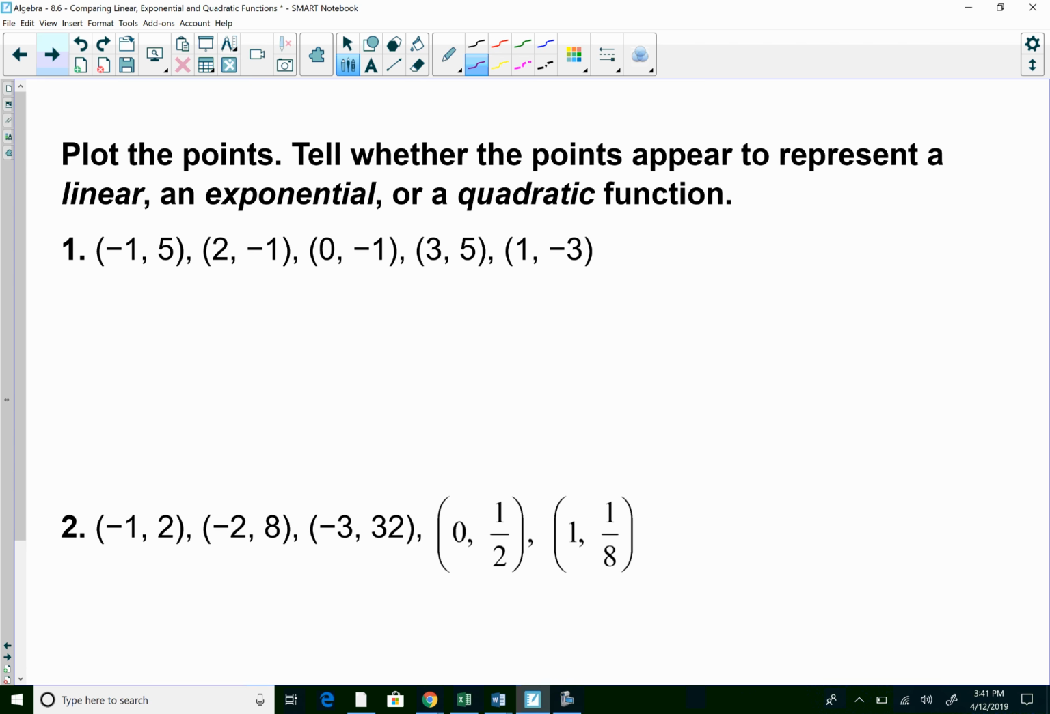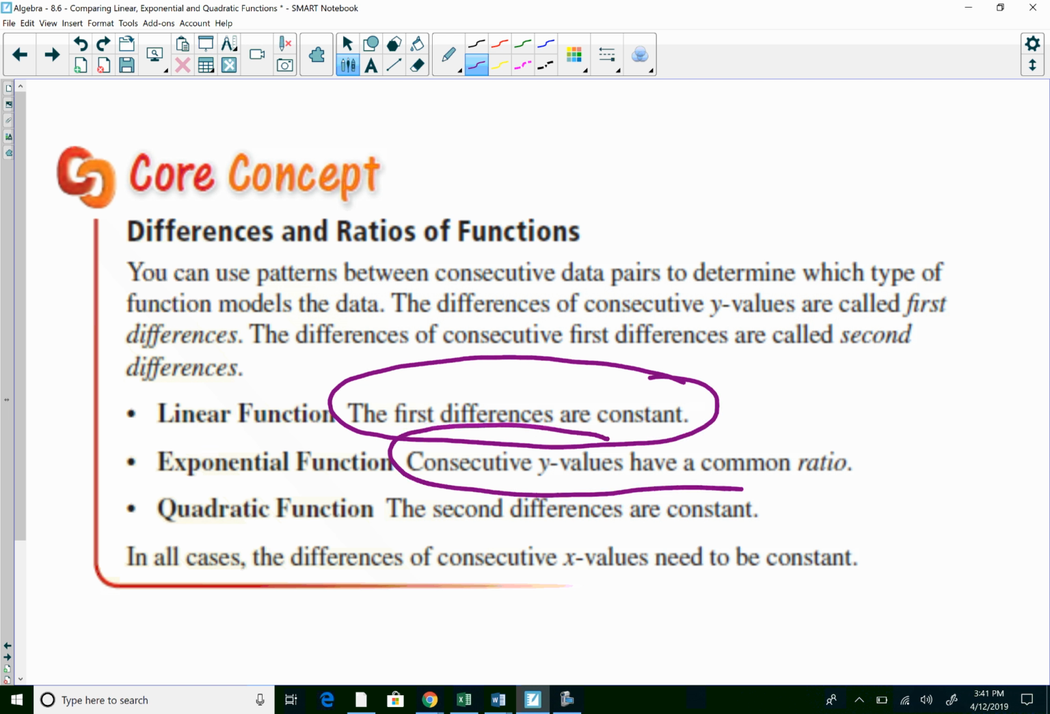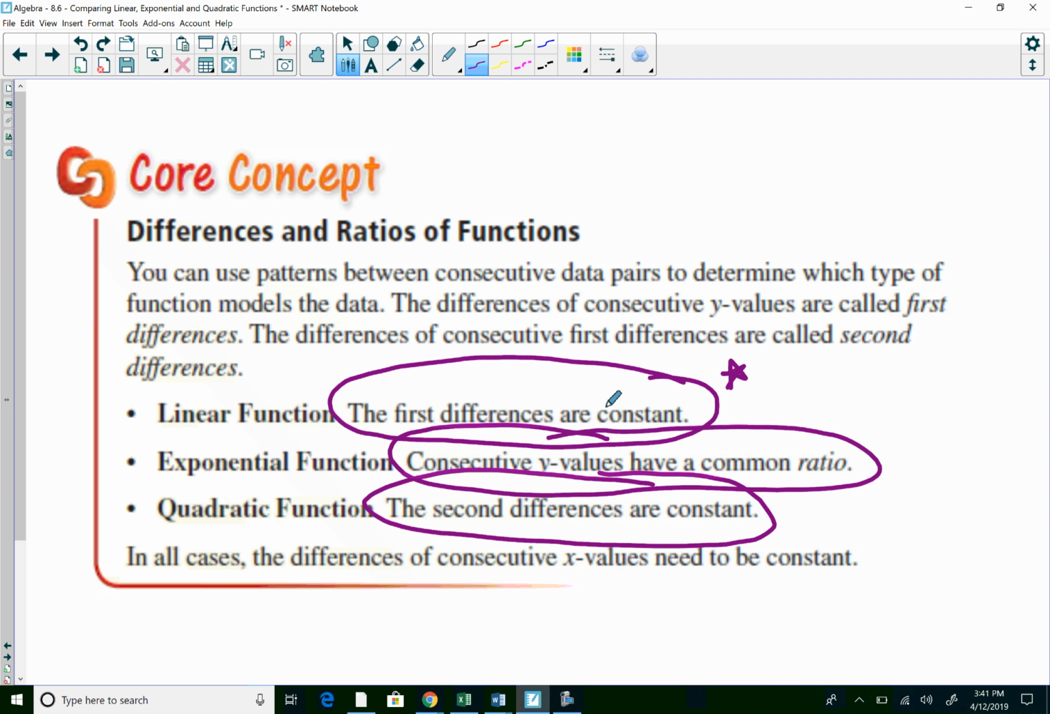Let's take a look at the next core concept. Pause the video. Make sure that you get these 3 statements written down. I'm not going to spend a ton of time on them, but they're important. You're going to need to make sure you have them in your notes. For a linear function, first differences are constant. For an exponential function, you have a common ratio, which means that you are multiplying by the exact same number every single time. For a quadratic function, your second differences are constant.